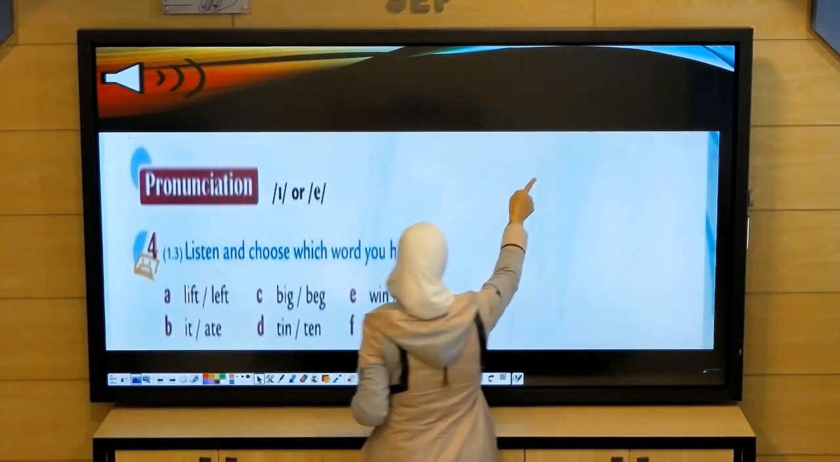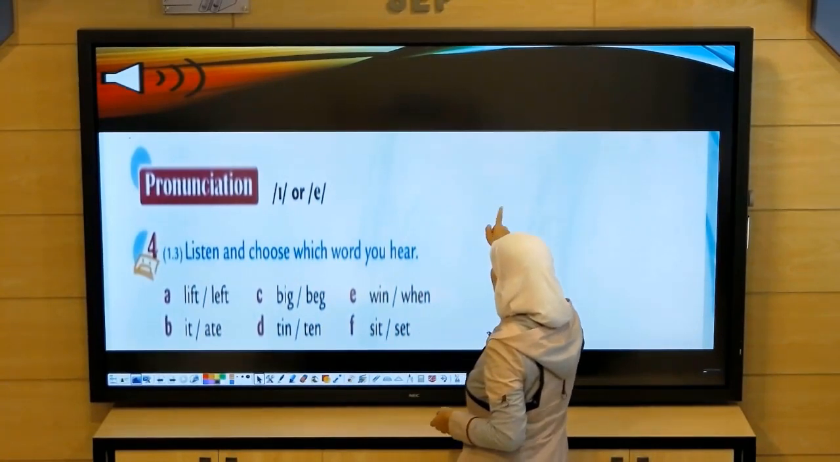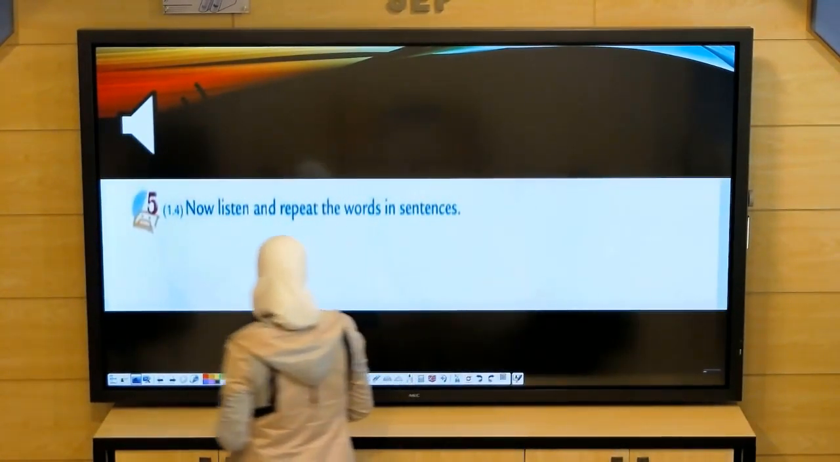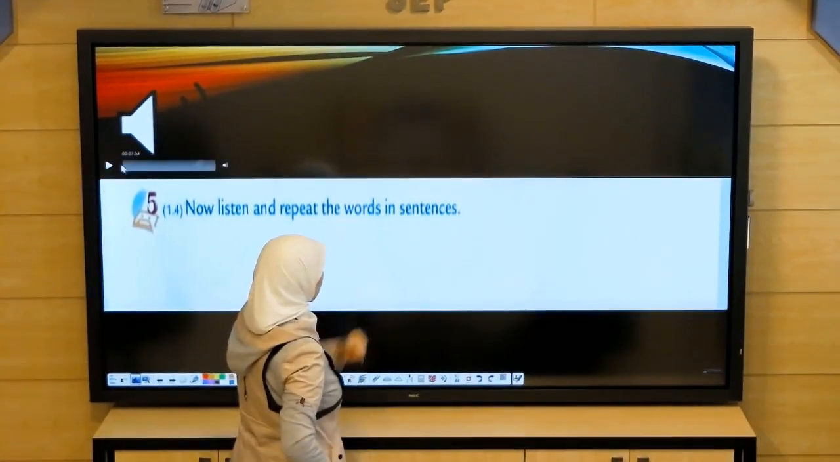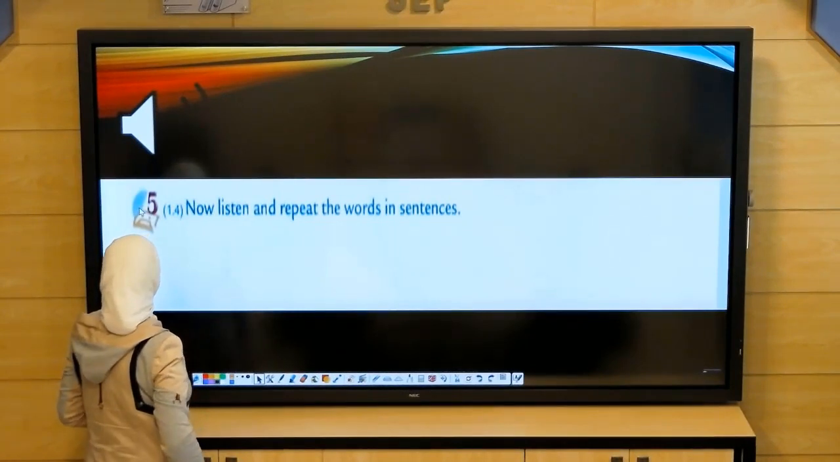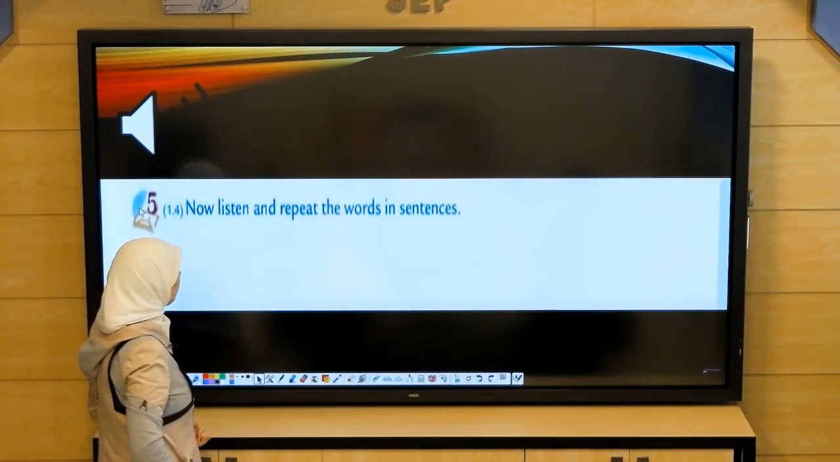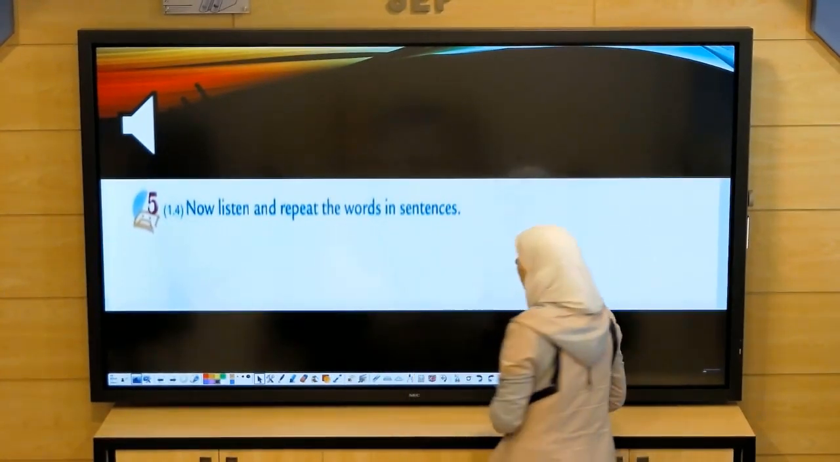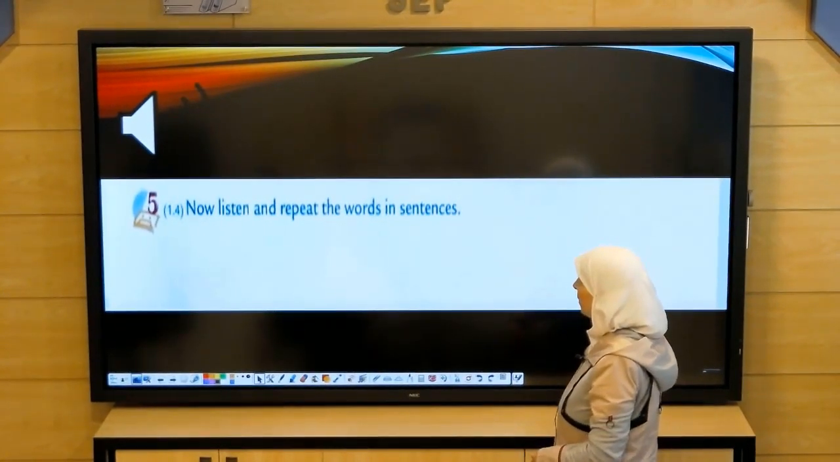Okay. The last one. Page 12. Last exercise. I want you to listen and repeat the words in sentences, not alone. Page 12. Exercise 5, 1.4. Now listen and repeat the words in sentences.